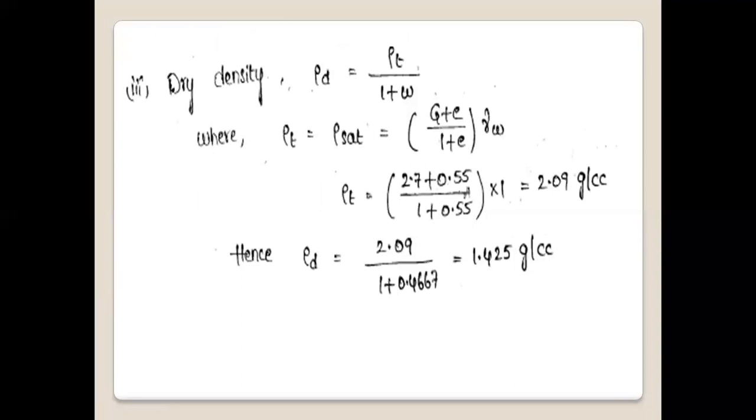The last third one is the dry density. Dry density ρd is equal to ρ divided by 1 plus W, where ρ saturation means (G plus e) by (1 plus e) into γw. γw is equal to the unit weight of the water. Substitute into ρd.